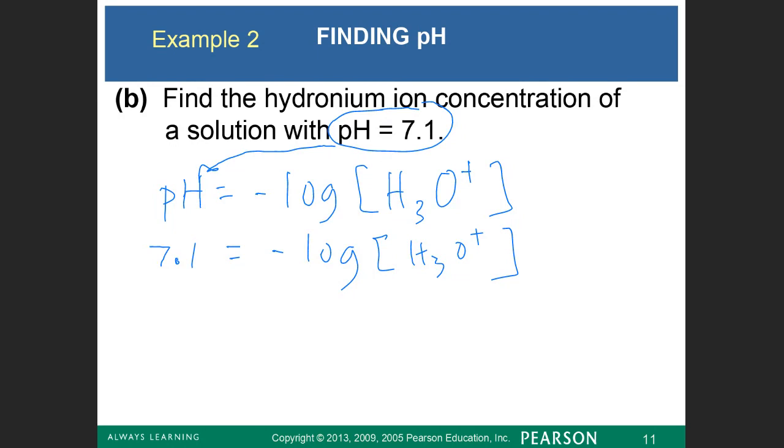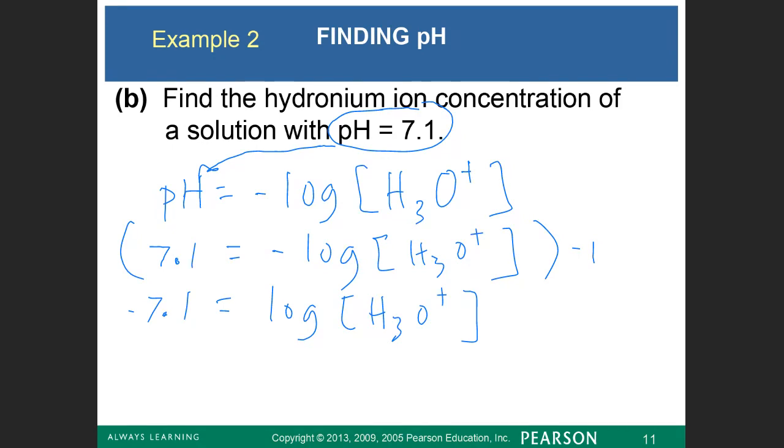And then we have to get rid of the negative sign. So we can multiply the whole thing by negative 1, or divide the whole equation by negative 1, or divide the left side of the equation by negative 1 and divide the other side by negative 1. So it gives us the same answer. So negative 1 times 7.1 is negative 7.1. A negative times a negative is a positive, log of H3O plus.